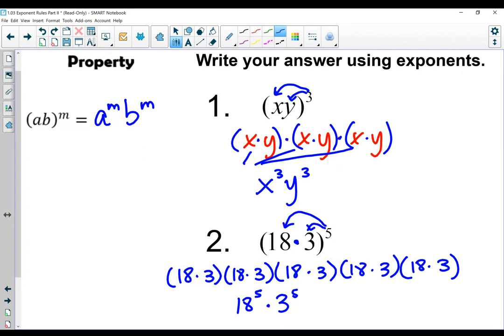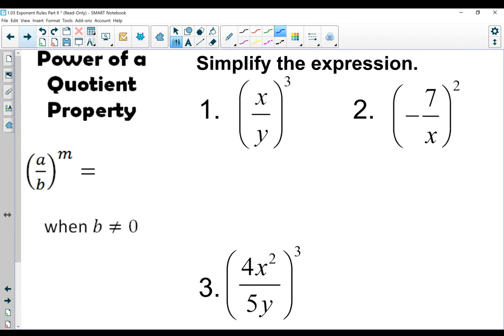We're going to look at one more property and then do some examples to kind of put it all together. So next we have the power of a quotient property. So quotient means something that's being divided. So our property here is showing a divided by b raised to the nth power. And we're going to first work through some examples again and see how that goes.